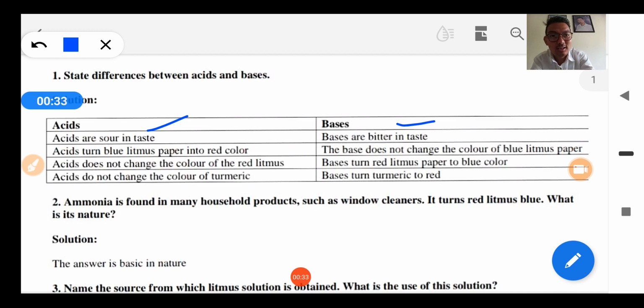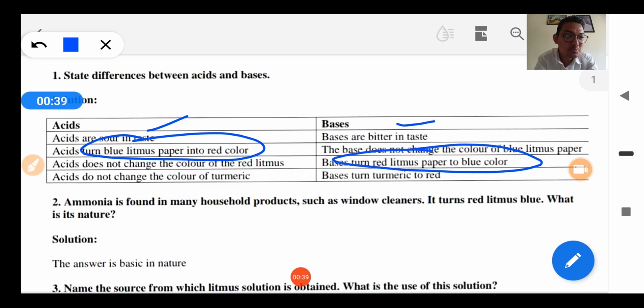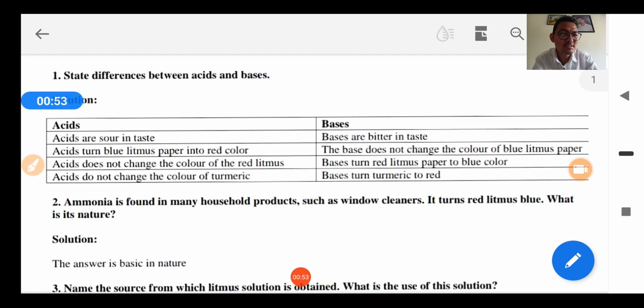Acids turn the color of blue litmus paper into red, but bases turn the color of red litmus paper to blue. Okay, so acids do not change the color of turmeric solution, but bases turn turmeric to red. These are a few points, and then you can also mention the examples of acids like sulfuric acid, nitric acid, acetic acid, ascorbic acid, oxalic acid, and hydrochloric acid. For bases you can write the examples of sodium hydroxide, potassium hydroxide, ammonium hydroxide, and so on.